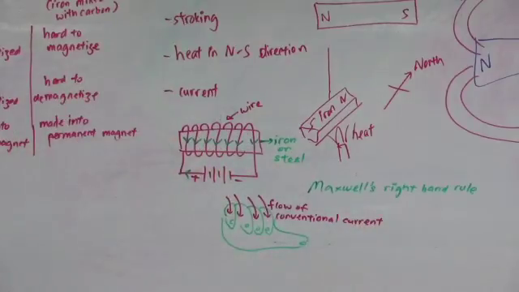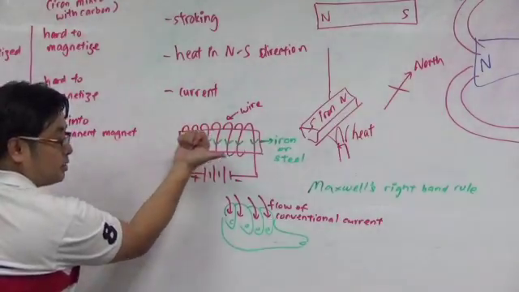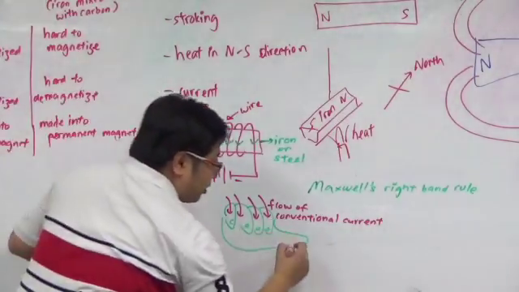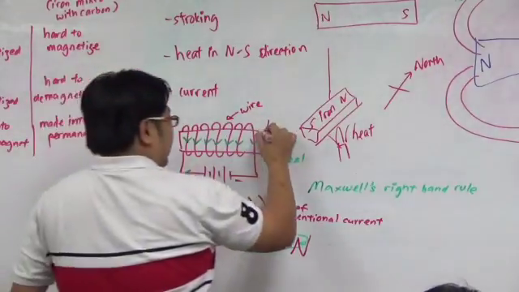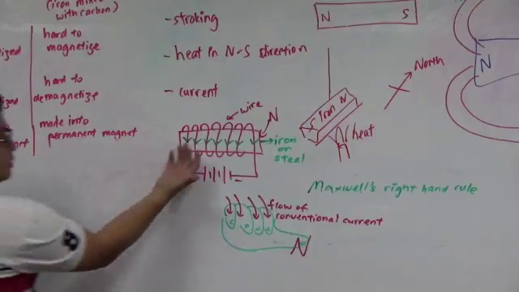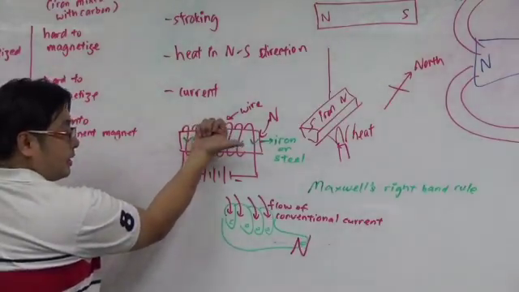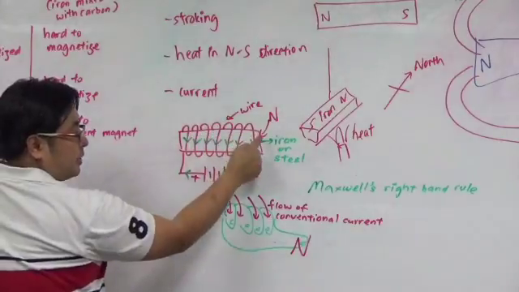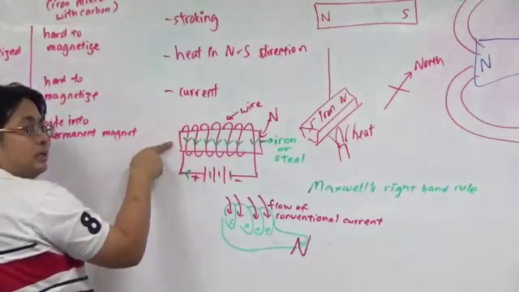Alright? So look at this one. Where do you see your thumb? Your thumb is pointing to the north. So that means this has become a magnet. So this has become a north pole. Look at the current. Can you see my thumb? This section is a north pole, and this side is a south.